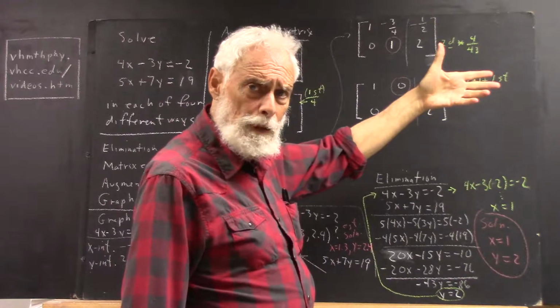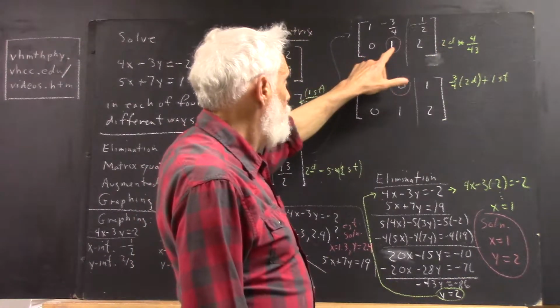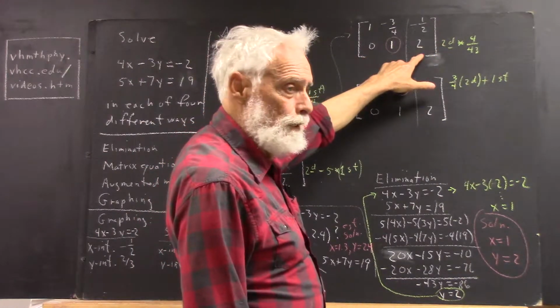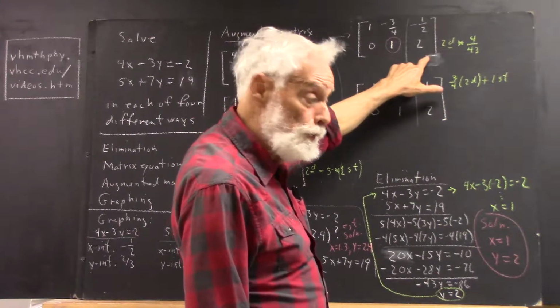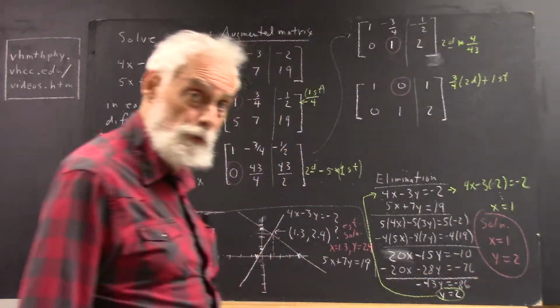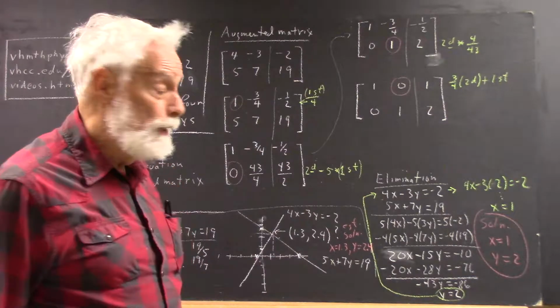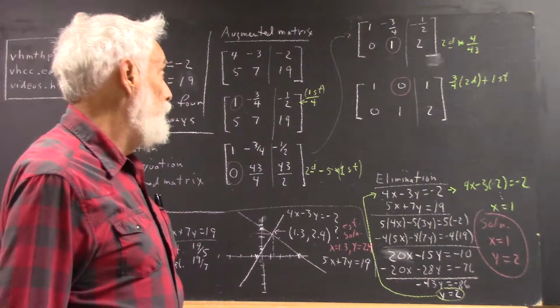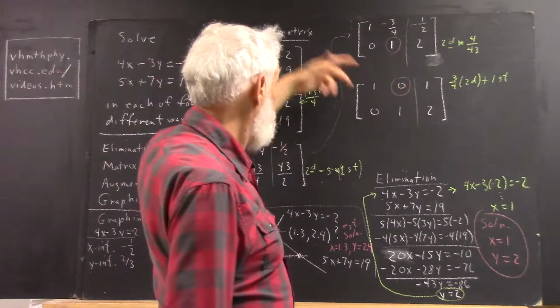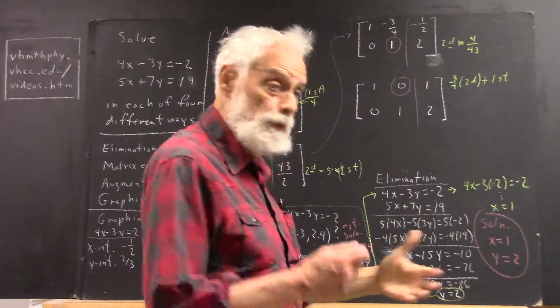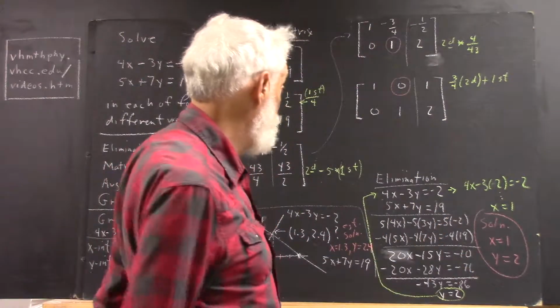Now what does that row mean? It means 0x plus 1y equals 2. Doesn't that tell us that y equals 2? Of course, we already know that that's a solution. You see, there we've already got our y equals 2. And we could actually stop at this point and plug that back into the first equation and find x, but we're going to go one step further.